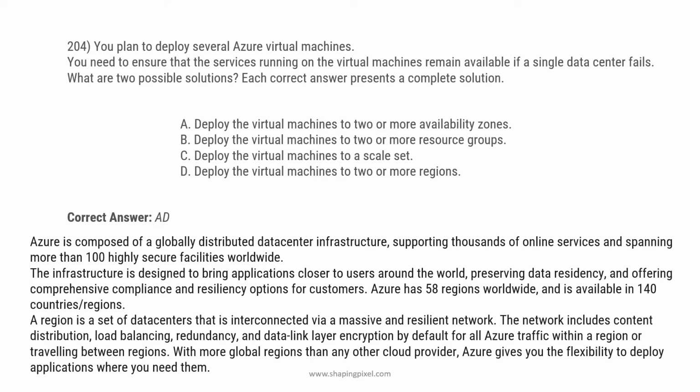Azure has 58 regions worldwide and is available in 140 countries and regions. A region is a set of data centers that is interconnected via a massive and resilient network. The network includes content distribution, load balancing, redundancy, and data link layer encryption by default for all Azure traffic within a region or traveling between regions. With more global regions than any other cloud provider, Azure gives you the flexibility to deploy applications where you need them.